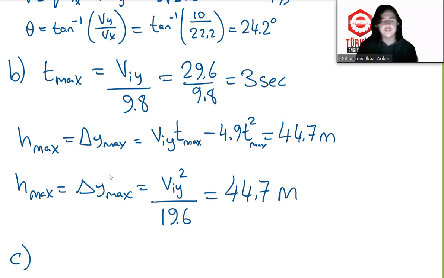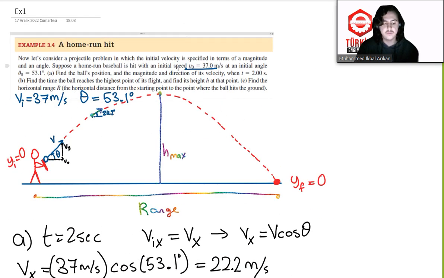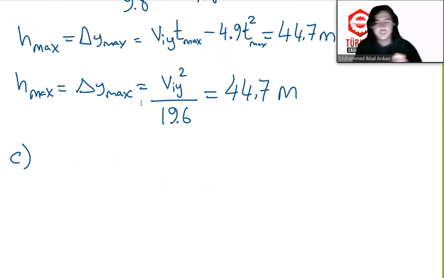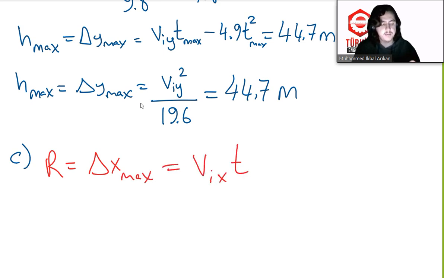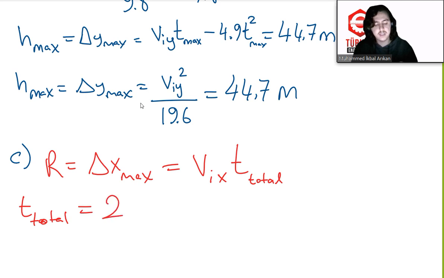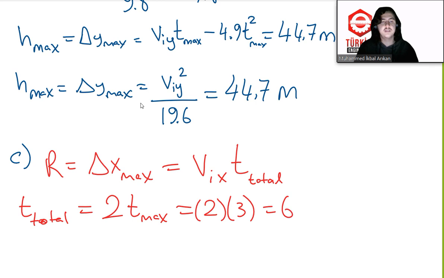Let's move to part C, because now it's asking for the range. How can I find the range? Actually, for finding the range, as you know, we have a formula which is delta x max will be equal to initial velocity in x times total time. But I don't know what's total time, so I must find total time first. It's actually 2 times maximum time. Actually time max is the time when the projectile reached the highest point. So I calculated this one, it is just 3. So 2 times 3 will give me 6 seconds.